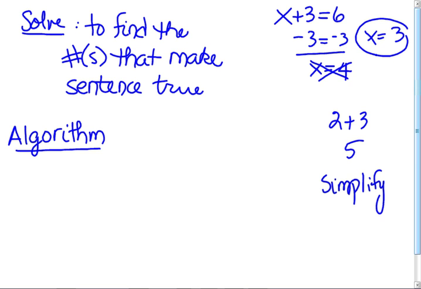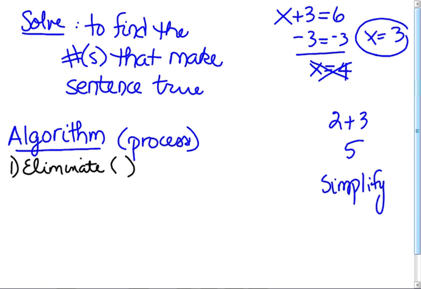And it's just a process. So the first thing we're going to do is we always simplify. So we eliminate parentheses. Then, after we do that, it's probably distributive property of multiplication over addition. Then we're going to combine similar terms.